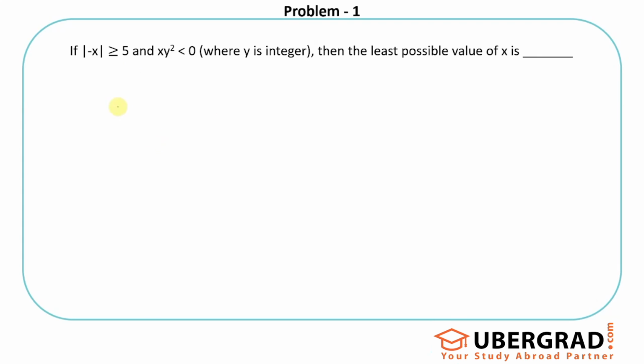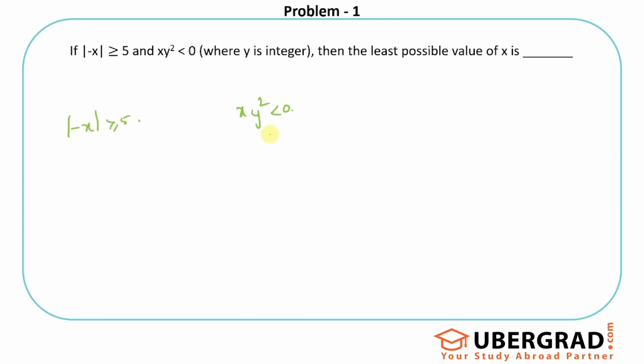So it is saying if mod of minus x is greater than or equals to 5 and xy square is less than 0, where y is an integer, what is the least possible value of x? Take x is also an integer. We'll take that, otherwise maybe you don't need it. Let's see. If I say mod of minus x is greater than or equals to 5 and xy square is less than 0.